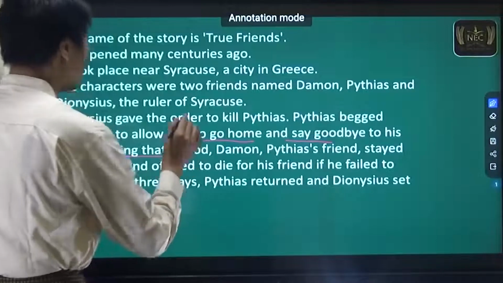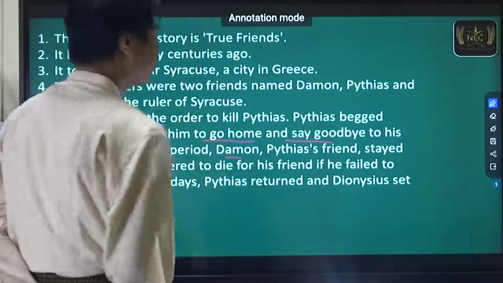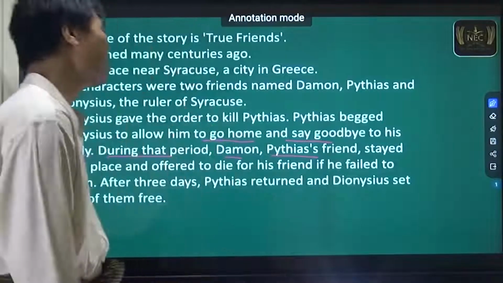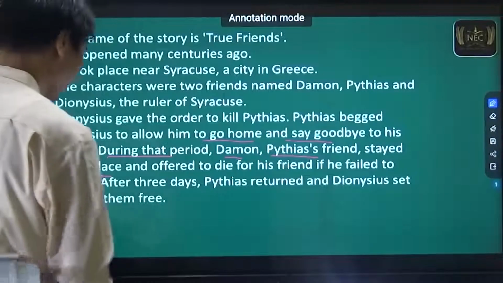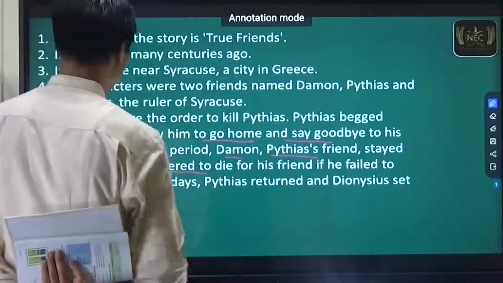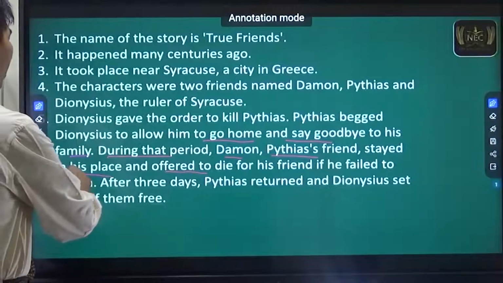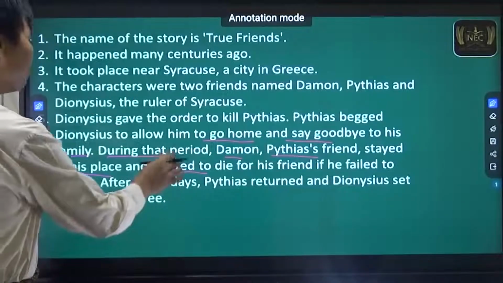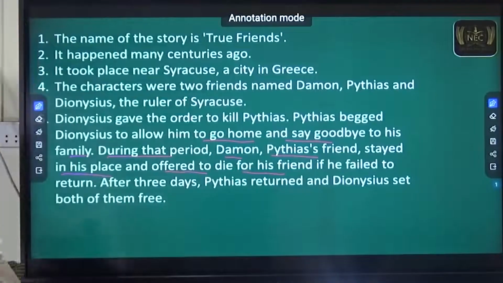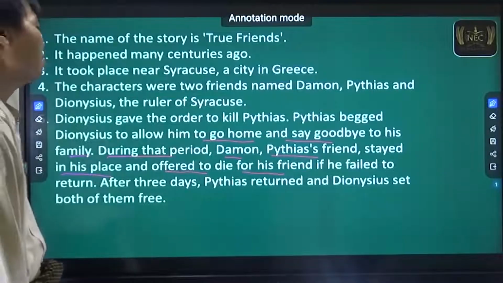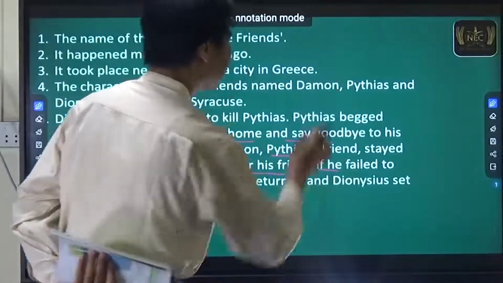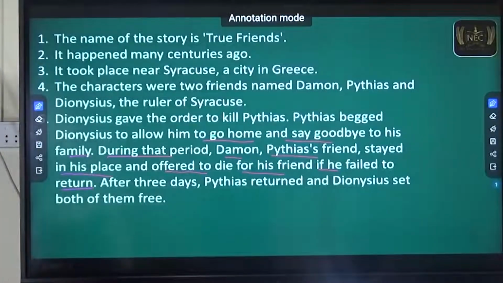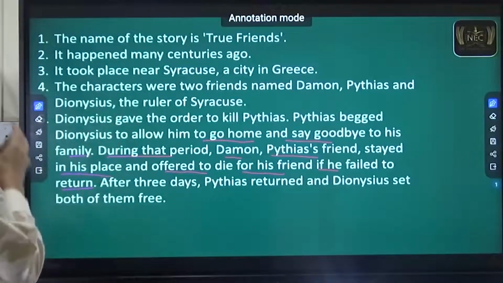During that period, Damon, Pythias's friend, stayed in his place. Damon offered to die for his friend if he failed to return after 3 days. Pythias returned, and Dion set both of them free.